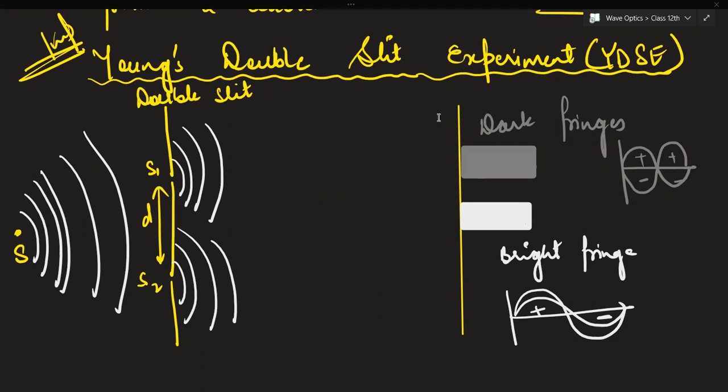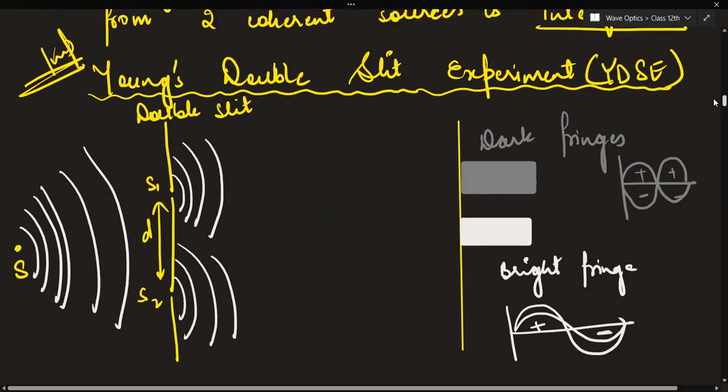All right, so we have to derive equations. Do one thing, note it till here, then we'll do equations.